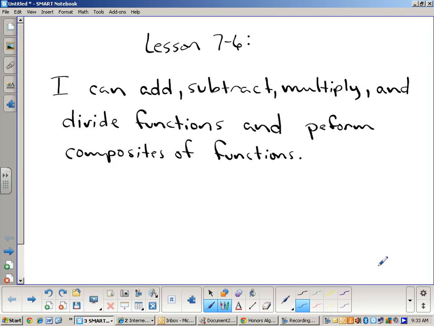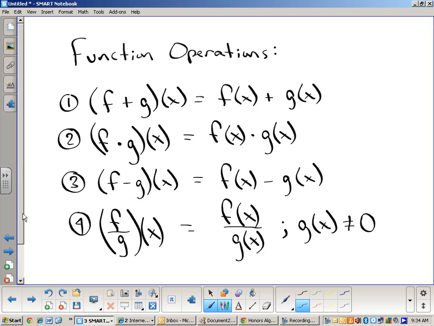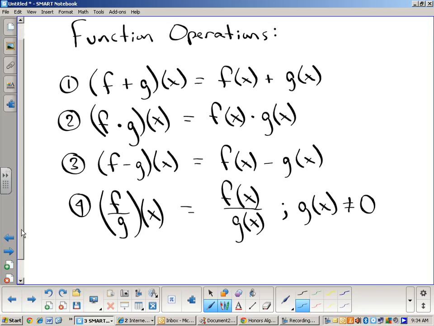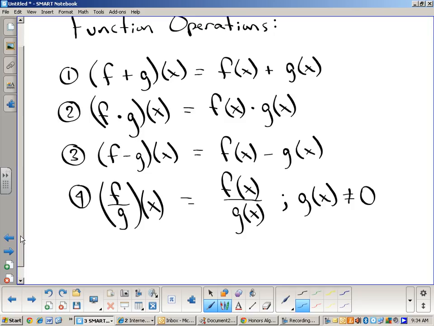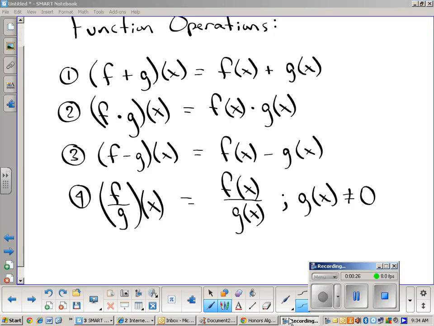So we're going to add, subtract, multiply, and divide functions, and then we're going to practice manipulating composites of functions. Here are four basic definitions: one for addition, one for multiplication, one for subtraction, one for division. I'll pause to make sure everybody had a chance to copy it down.